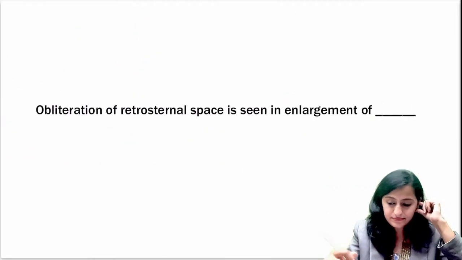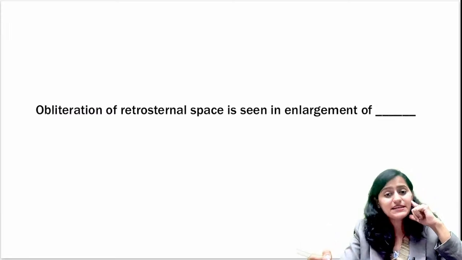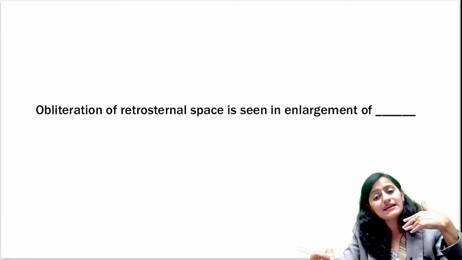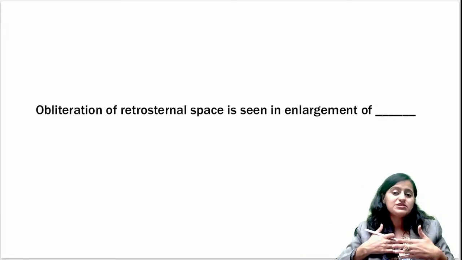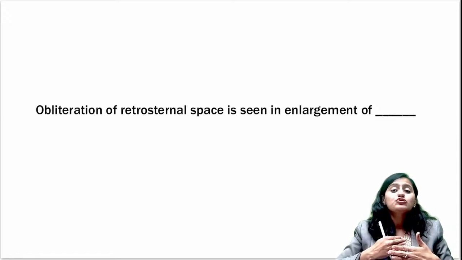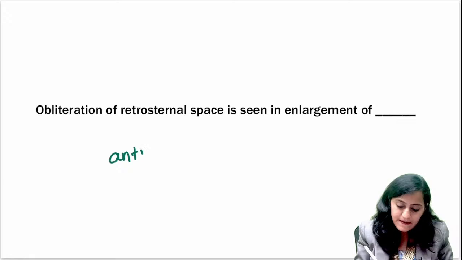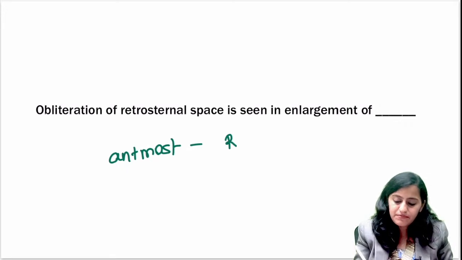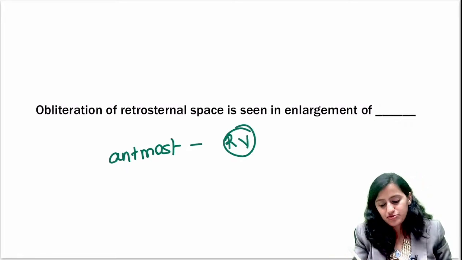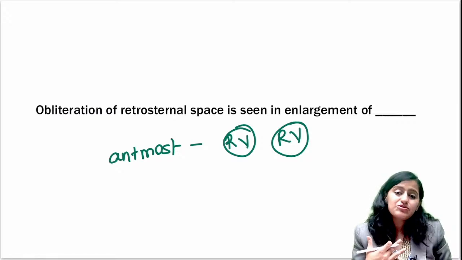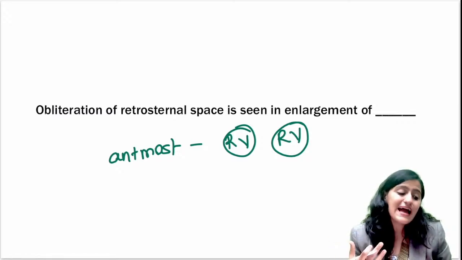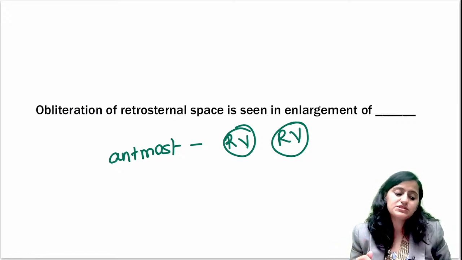Okay? Next one, obliteration of retrosternal space is seen in enlargement of. So the space just behind the sternum is obliterated. So which chamber is basically retrosternal? Anterior most chamber of the heart is the right ventricle. Okay, so right ventricle, retrosternal, it is anterior most. Left atrium is posterior most. Not right atrium, right ventricle.